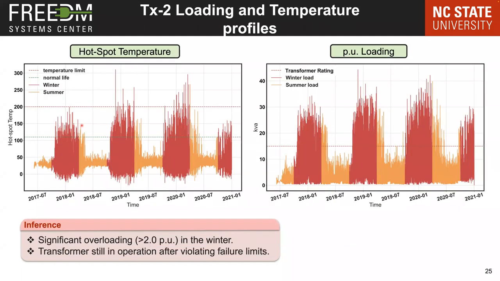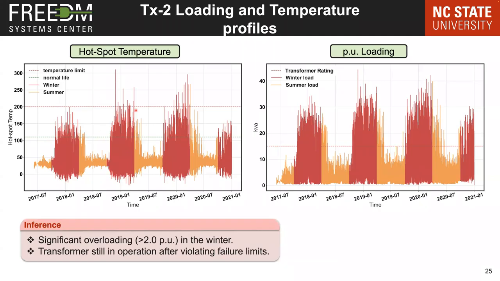So let's look at this overloaded transformer, which is transformer 2. Now you can see the hotspot temperature profile of this transformer 2 and the loading profile. This red line here is the rating of the transformer, which is 15 kVA. Now you can easily see it is sometimes overloaded up to 3 per unit, and consistently overloaded in the winter up to 30 kVA, which is 2 per unit. Now this is significant overloading on the transformer, which is reflected in the hotspot temperature, because whenever this is violating, which is significantly high, it goes above the normal aging value, which is 110 degrees Celsius.